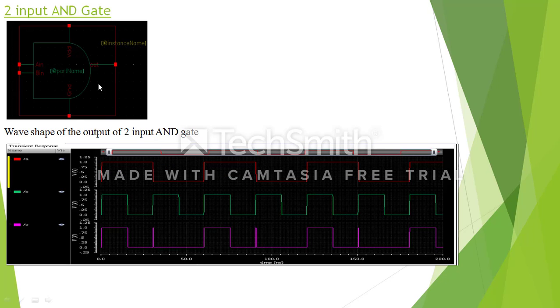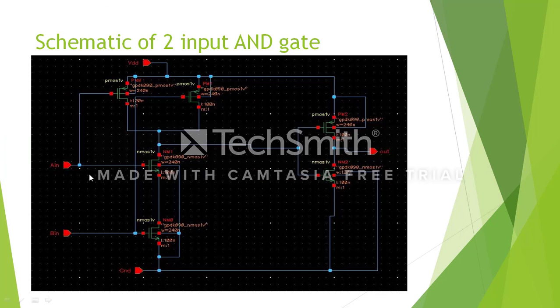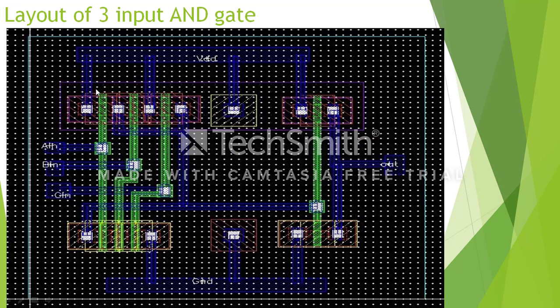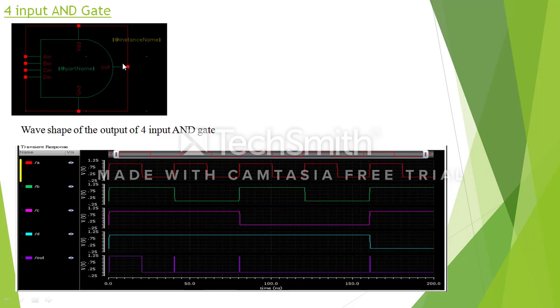And this is the 2 input AND gate: wave shape, schematic and layout, and so on. This is for 3 input AND gate: wave shape, schematic and layout of 3 input AND gate. 4 input AND gate, this is the symbol, this is the wave shape.